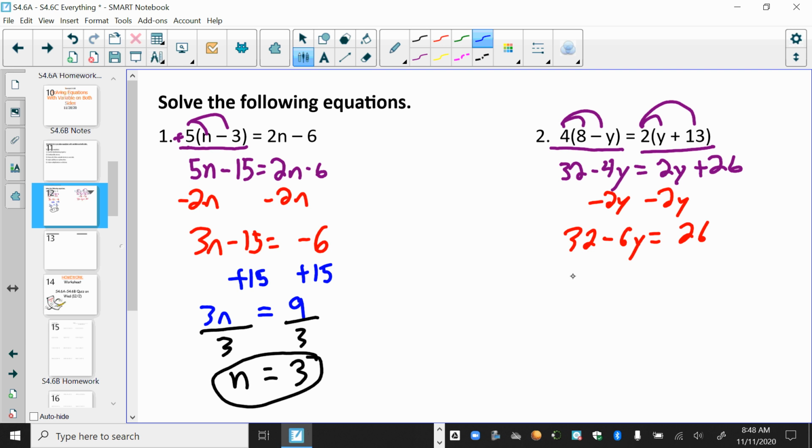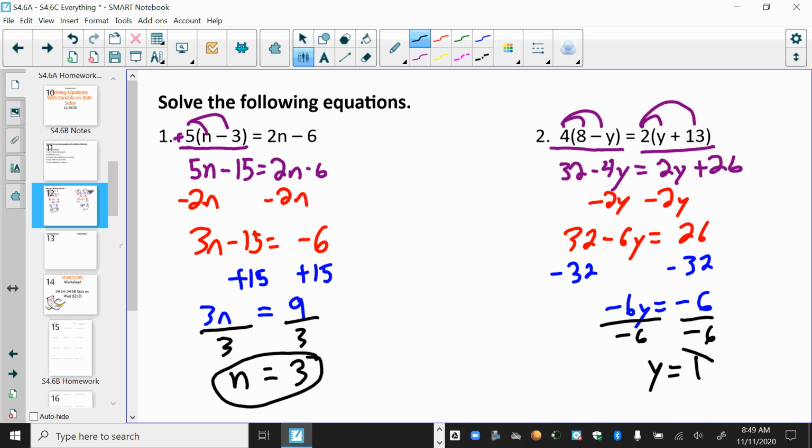Then undo my addition and subtraction. So I have 32 minus 6y, but this 32 has nothing in front of it, so that's plus. We're going to do minus 32 and minus 32. 32 minus 32 is 0. Negative 6y comes down. 26 minus 32 would be negative 6. And lastly, I'm going to divide both sides by negative 6 to get y equals 1.